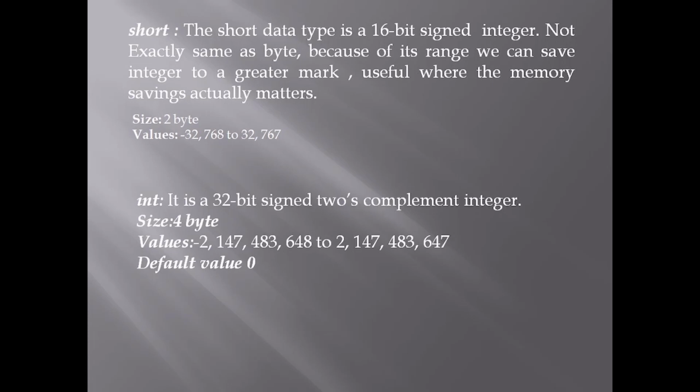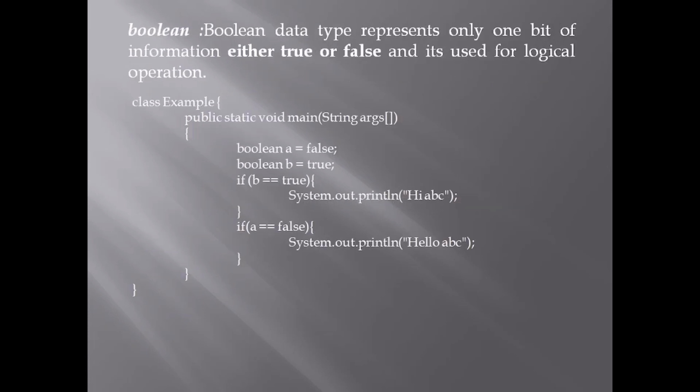Let's move to the other data type, boolean. A boolean is a data type which can store two different values, true and false, and basically it's used for conditions in which we have to compare something. In this example I have two boolean variables, a and b. So a contains false and b contains true.